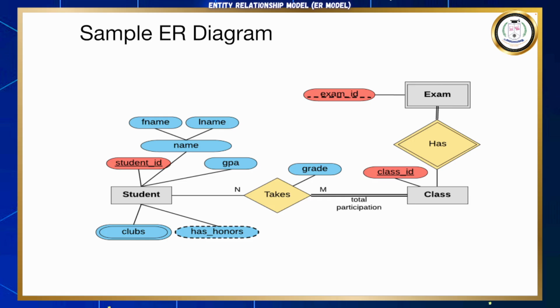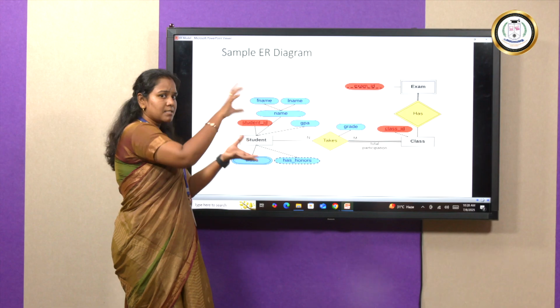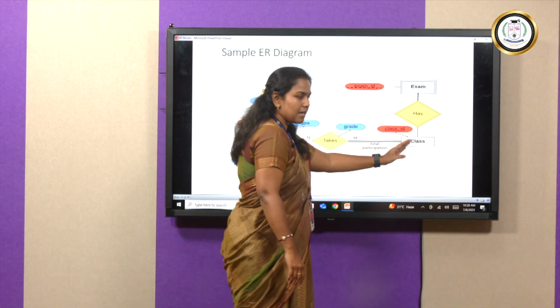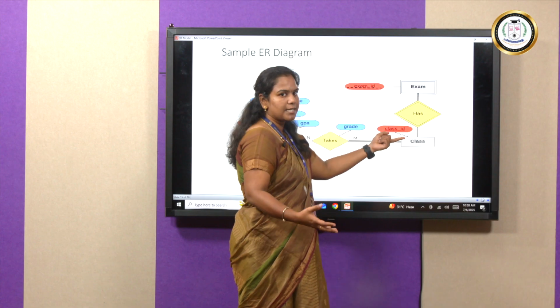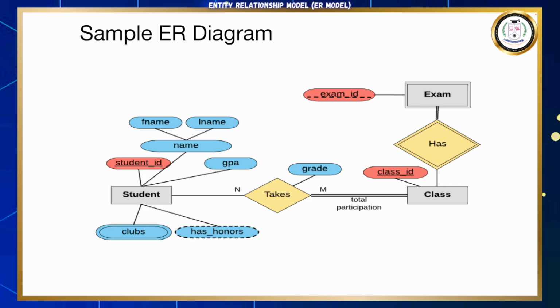Then honors is derived from some other attribute, so it is considered as a derived attribute. Then for class, I have taken only class ID, A class or B class or whatever the section is, so it is considered as only one attribute. For exam I need to take exam ID, subjects, anything I can take. So under exam entity, we can take an exam ID.